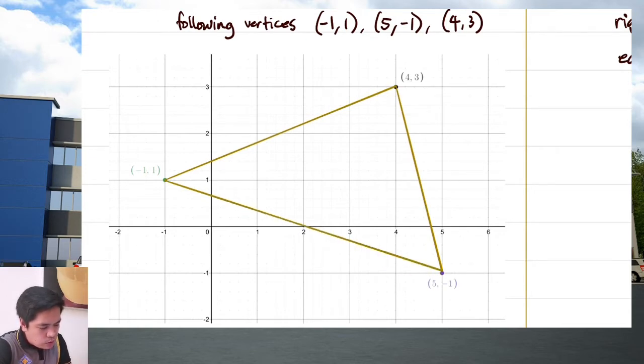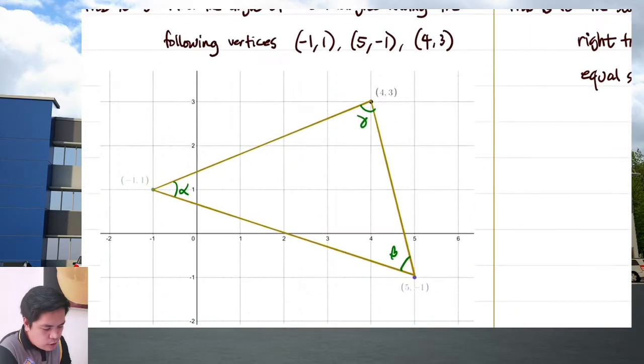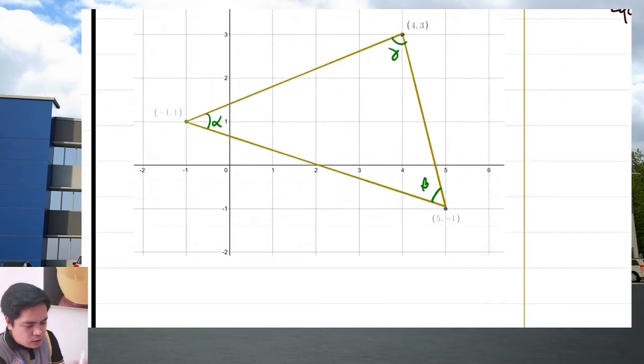So what we need to compute are these angles. We can do that by getting the slopes of these lines that form the sides of this triangle. Let's denote this as our angle alpha, this is our angle beta, and this is our angle gamma. Now, how do we compute this? We know the formula. Let's call this line 1, this line 2, and this line 3.